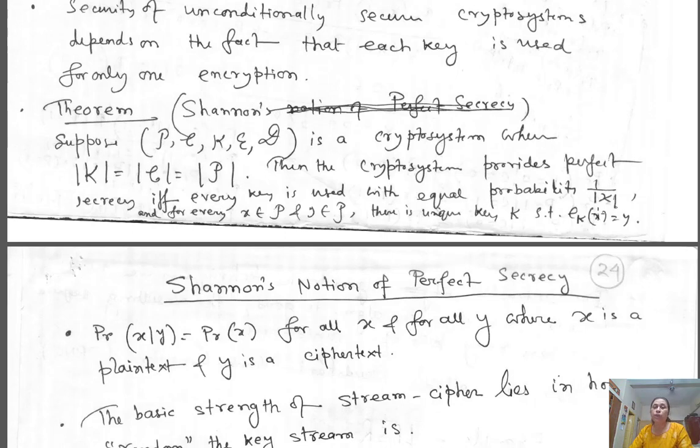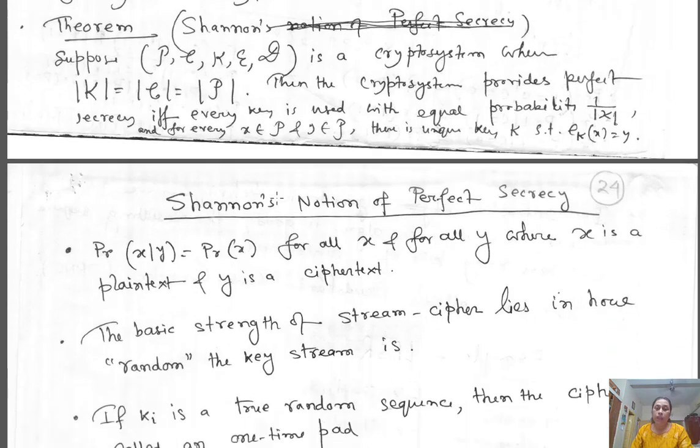And the converse is also true. If the probability of using a key is 1 by mod k, every key is used with equal probability, and for every pair of plain text and ciphertext, a unique key always exists, then this crypto system provides perfect secrecy. Okay, so if you are interested, you can go through the proof. It is given in Stinson.